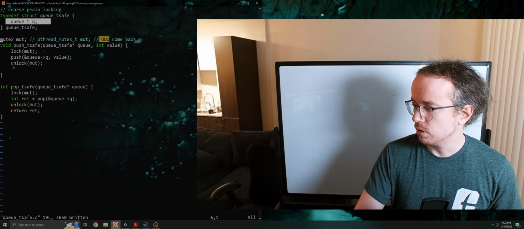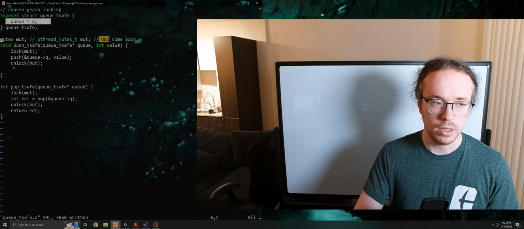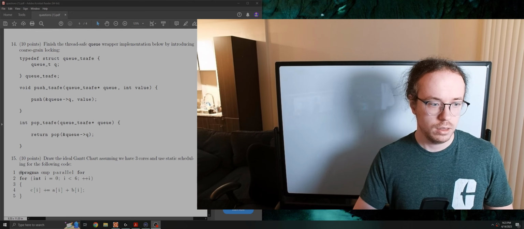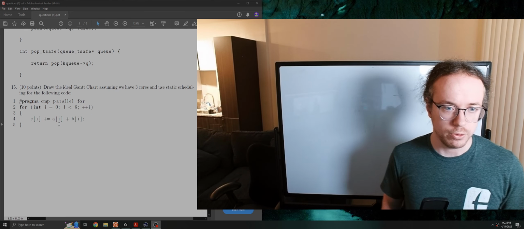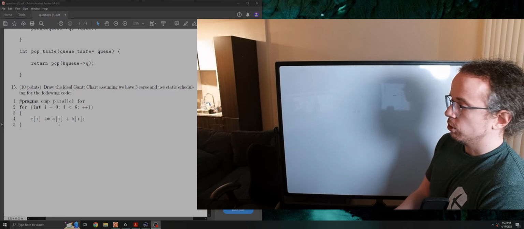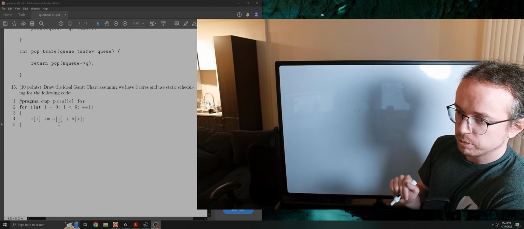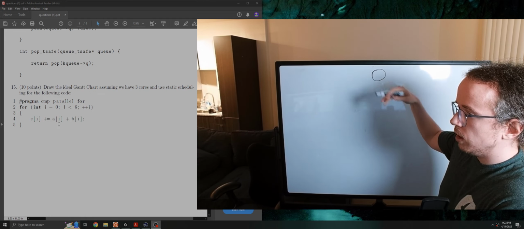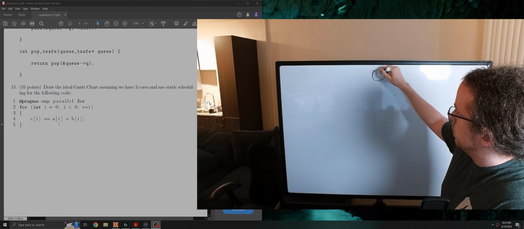Okay, so now let's move back to our last question. So this is our last question. Draw the ideal Gantt chart assuming we have 3 cores and use static scheduling for the following code. So if you were there for our last class, you know that pragma omp parallel for means that you are going to kind of automagically parallelize this code.